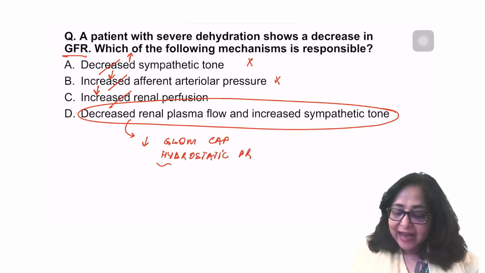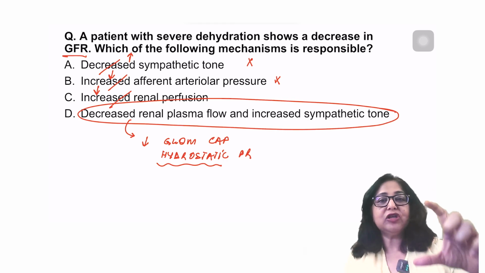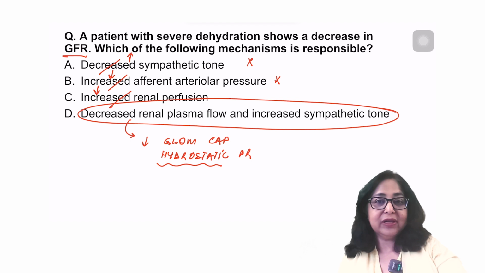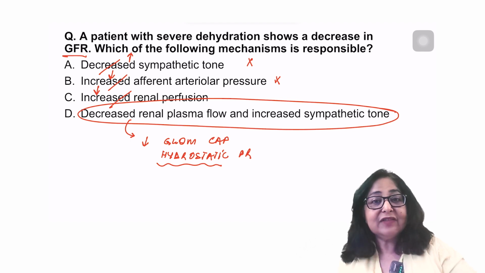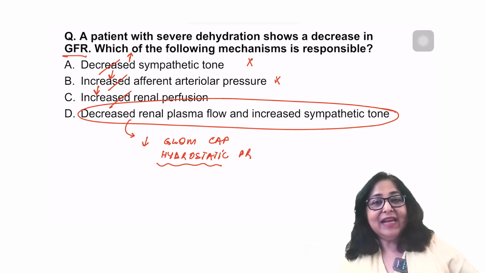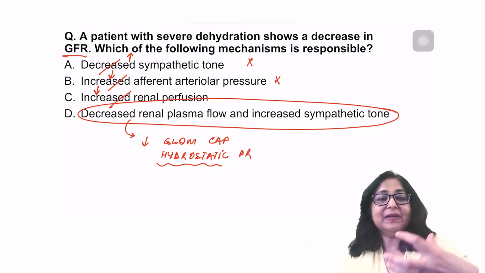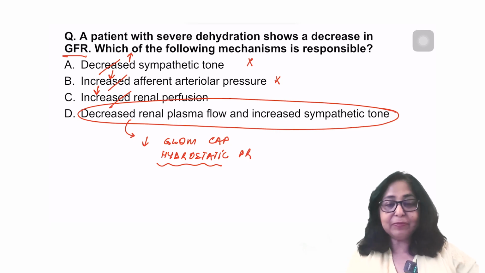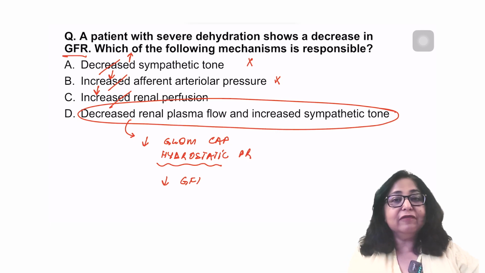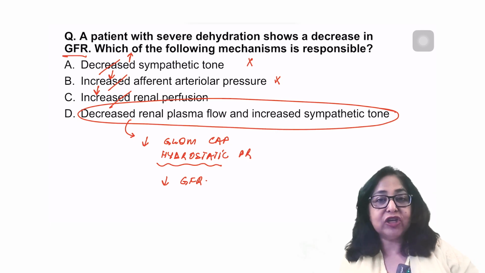Please remember, hydrostatic pressure is the pressure due to a column of liquid. Less flow into the glomerular capillaries. Why is there less flow? Because there is hypovolemia, dehydration and hypovolemia. So less flow into the glomerular capillaries means less hydrostatic pressure, and less hydrostatic pressure means less will be the filtration, or less will be the GFR.